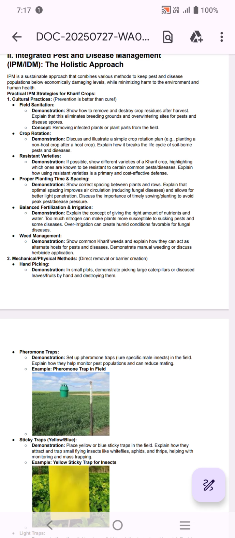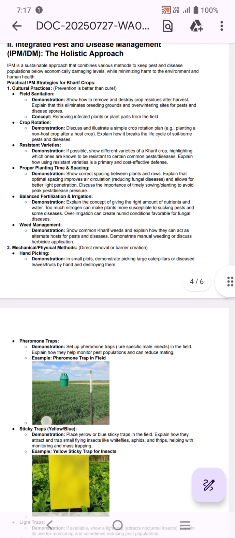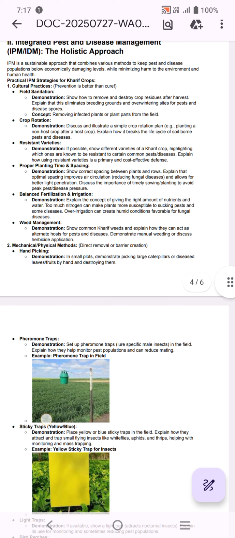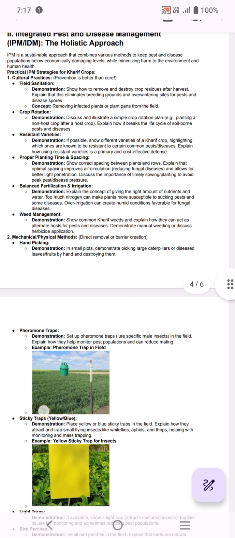Weed management demonstration. Show some kharif weeds and explain how they can act as an alternate host for pests and diseases. Demonstrate manual weeding or discuss herbicide application.